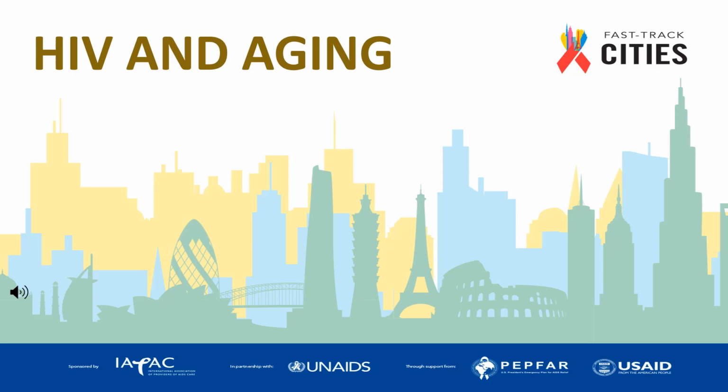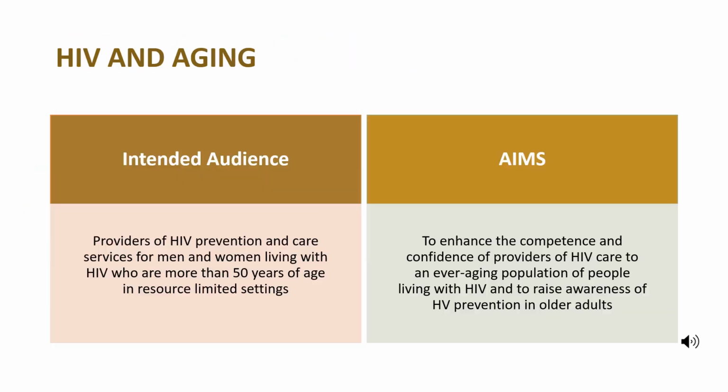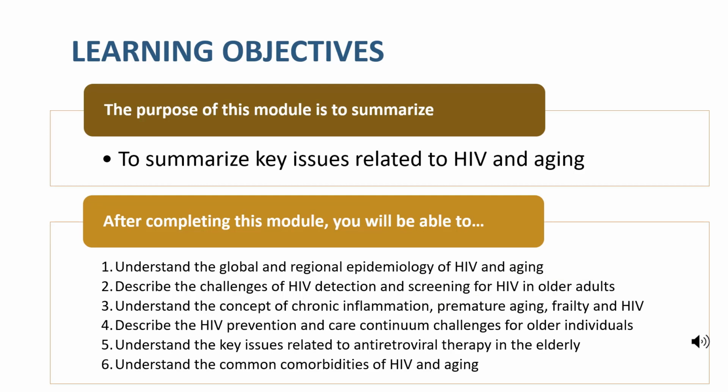Click on the right arrow for a description of the e-course and to begin the module. This module is intended for providers of HIV prevention and care services for men and women living with HIV who are more than 50 years of age in resource-limited settings. It aims to enhance the competence and confidence of providers of HIV care to an increasingly aging population of people living with HIV and to raise awareness of HIV prevention in older adults. The module summarizes key issues related to HIV and aging.